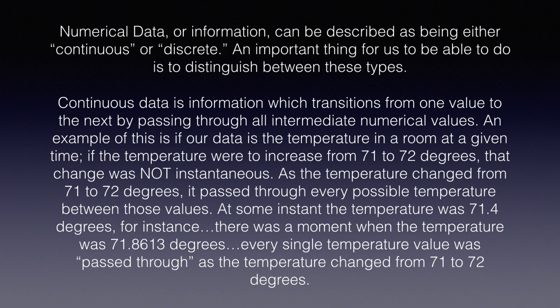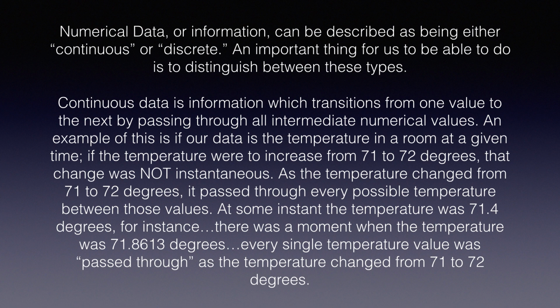Continuous data is information which transitions from one value to the next by passing through all intermediate numerical values. An example of this is if our data is the temperature in a room at a given time. If the temperature were to increase from 71 to 72 degrees, that change was not instantaneous.